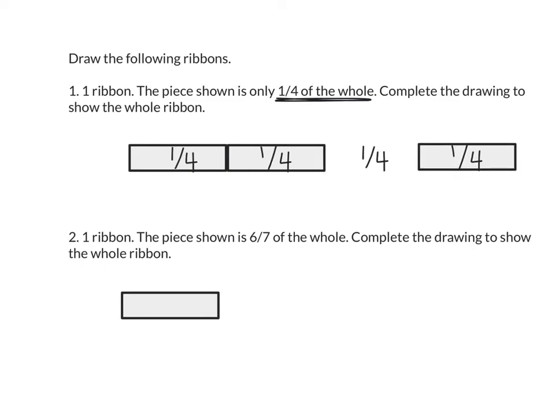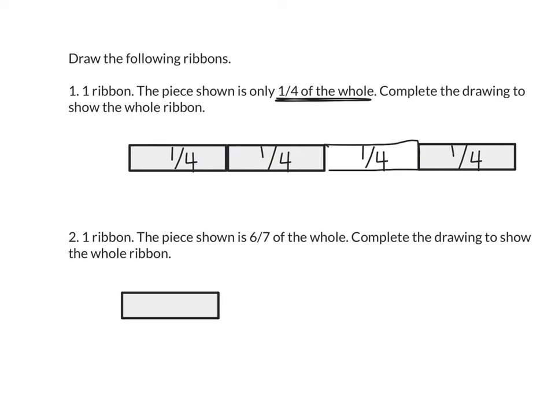And another fourth in order to end up with 4/4, because 4/4 equals 1 whole. So there's my picture of the entire ribbon. Okay, this is a pretty simple example. What about this one down here?